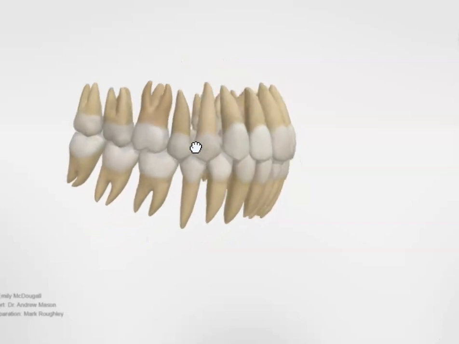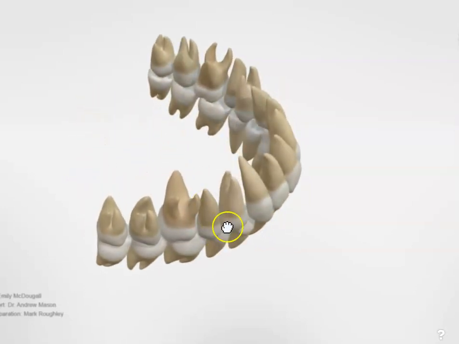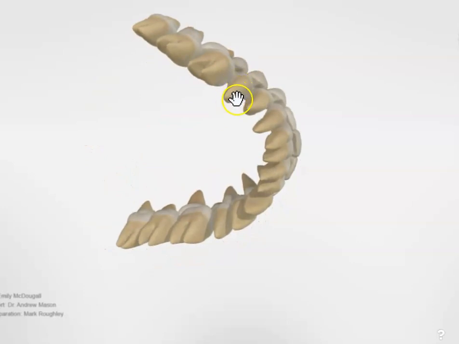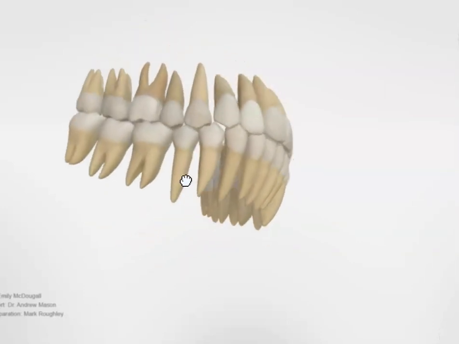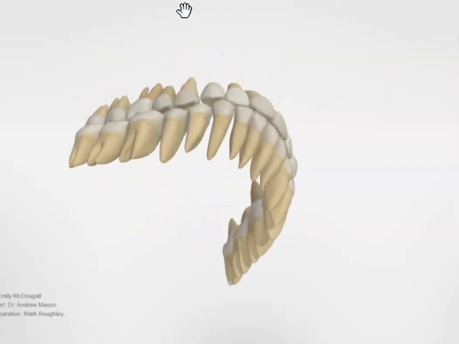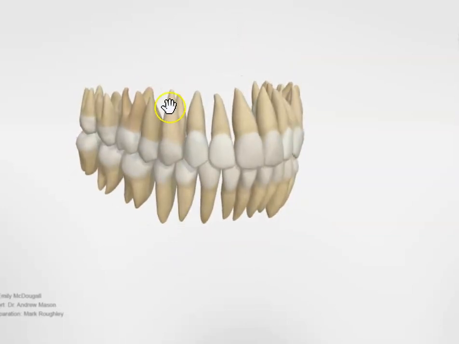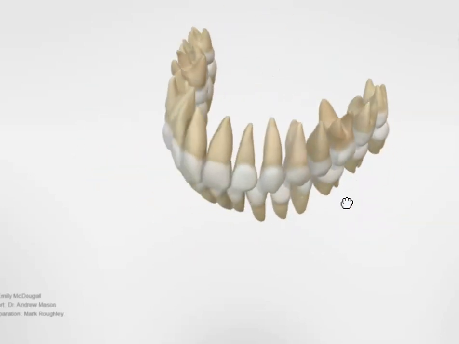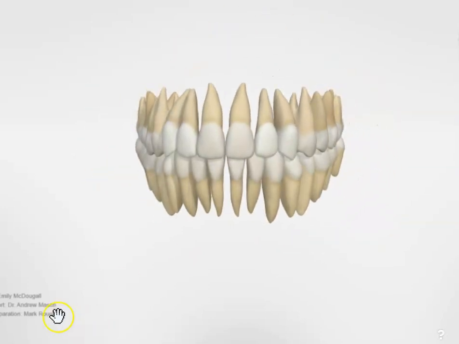Another unique thing you should know is that the second premolar has 1 root in the maxillary, and the second premolar on the mandible has 1 root. But the first premolar has 2 roots in the maxillary and 1 root in the mandible. I'll show you a trick of how you can remember that.